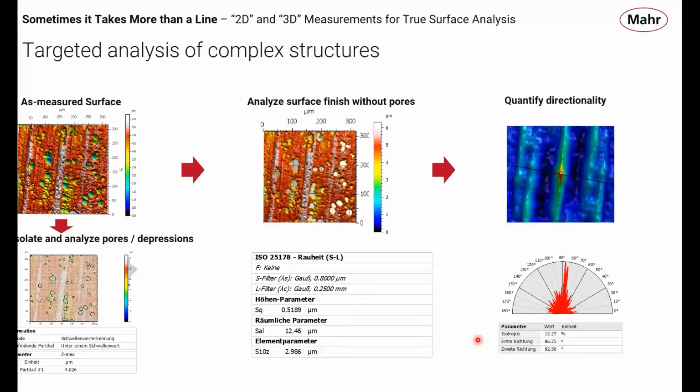Isotropy means if you were standing in the middle of that surface and you took a look at 360 degrees, how well could you distinguish which direction you were looking at? Would you know if you were looking at 90 degrees versus 0 degrees, or if you're looking north versus east? 100% isotropy means you would have no idea which direction you're looking at, or your surface has no lay. Very low isotropy numbers indicate that your surface has lay. These are things that we can calculate in a single measurement using these 3D parameters.